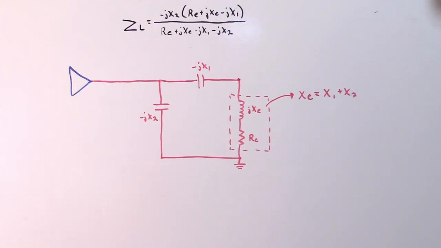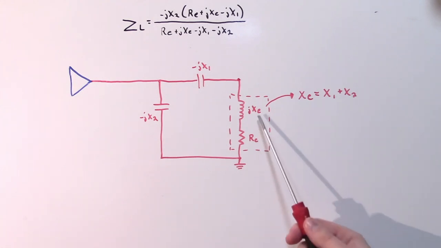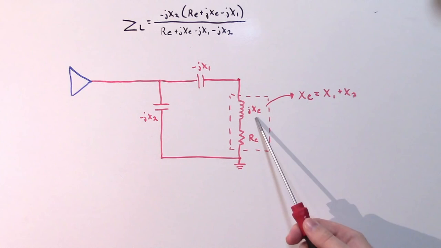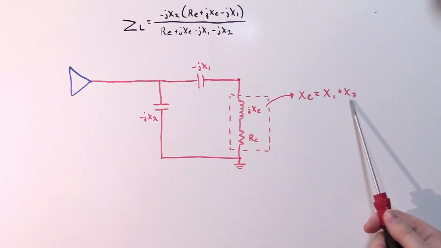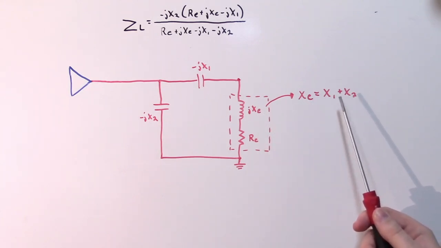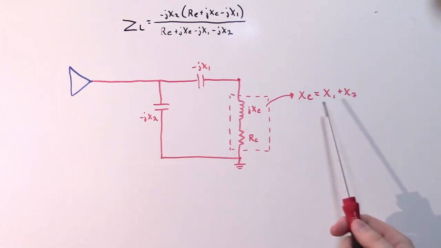But remember, at the resonant frequency, the reactance of the crystal, which is inductive, is going to be equal in magnitude but opposite in sign to the sum of the capacitive reactances in the circuit.